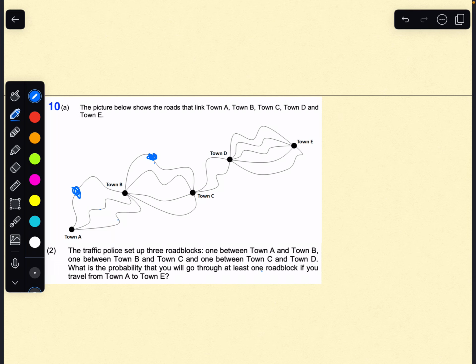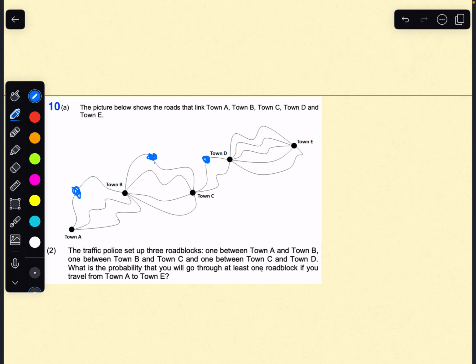One between town C and town D. Okay, so there's the other roadblock. And then we're asked, what is the probability that you'll go through at least one roadblock if you travel from town A to town E? At least one roadblock means you could experience more than just the one.